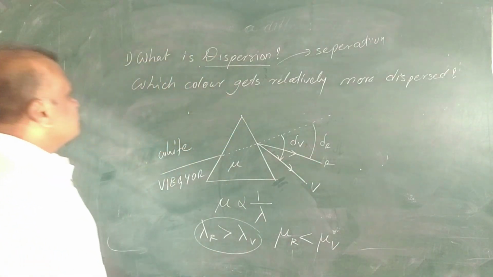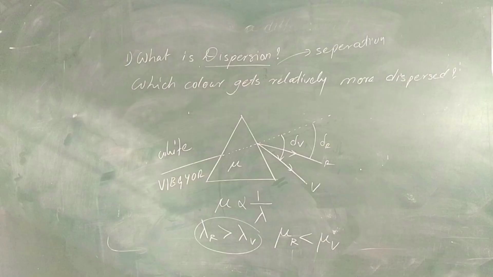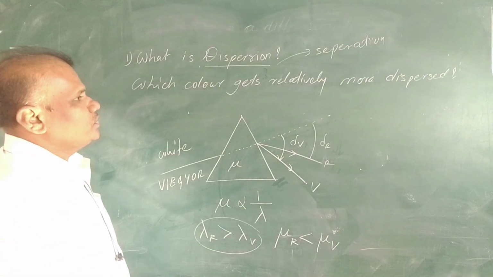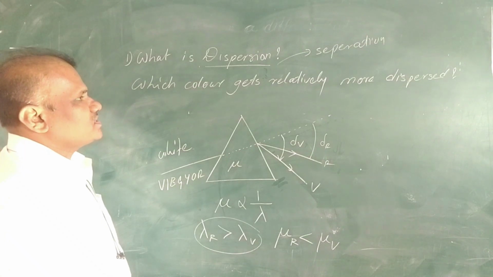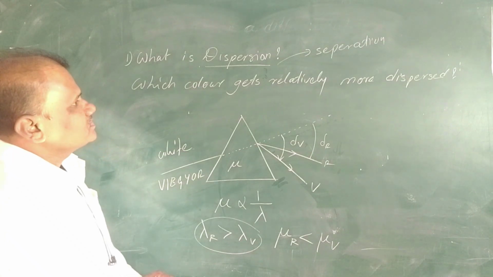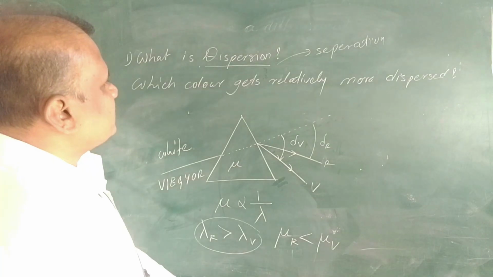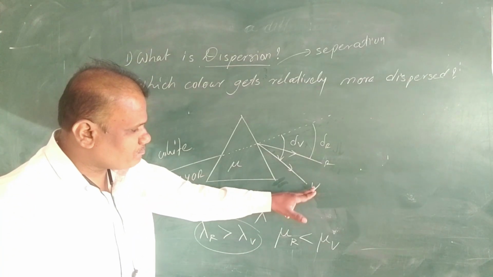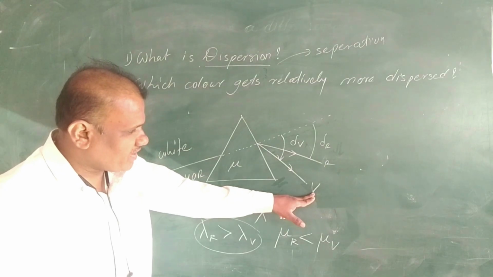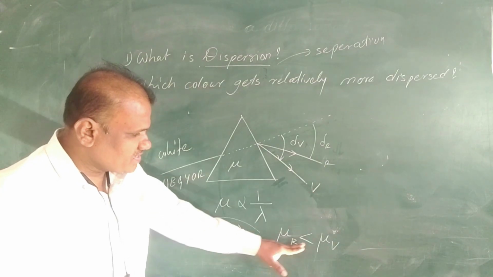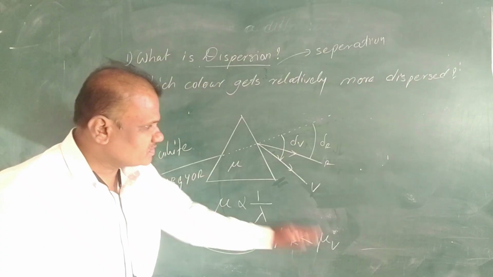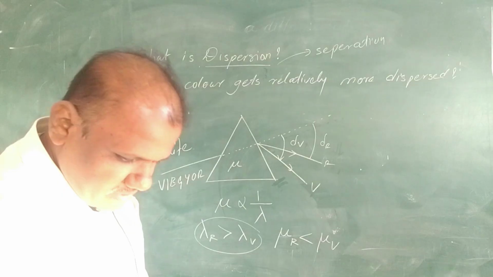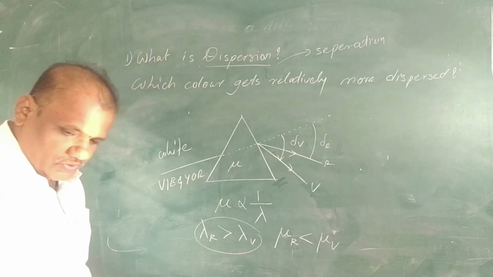So the first part of the question, what is dispersion: dispersion is a process of dividing the white color into its constituent colors. Then, which color gets relatively more dispersed? That is the violet color, because the refractive index of violet color is maximum, therefore it will bend the maximum and the dispersion will be maximum. So this is the first question.